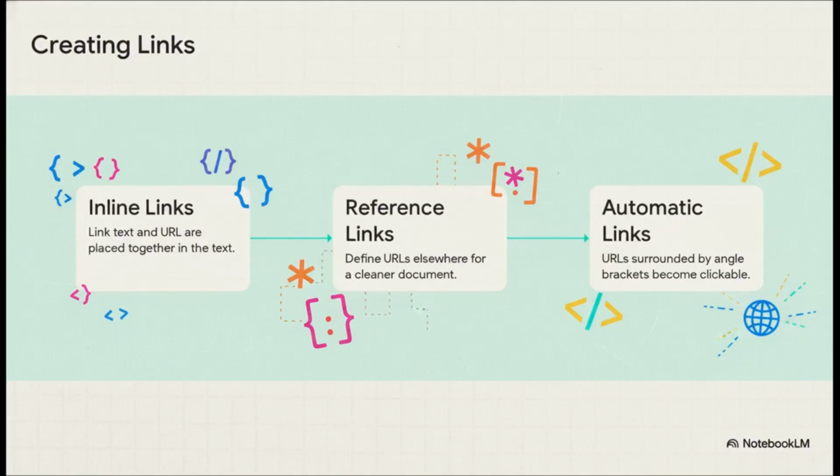Linking to stuff is pretty fundamental, right? Well, Markdown gives you 3 great ways to do it. You've got your inline links, which are the most direct. Then there are reference links, which are fantastic for keeping your source text clean. And finally, automatic links, for when you just want a URL to be clickable. Let's take a look at the syntax for each.